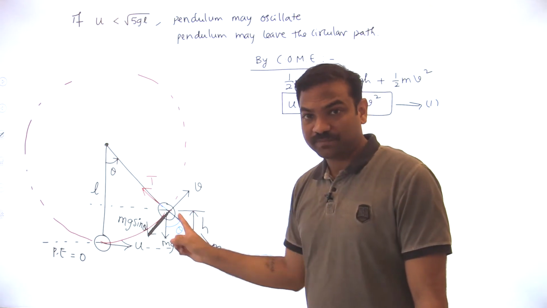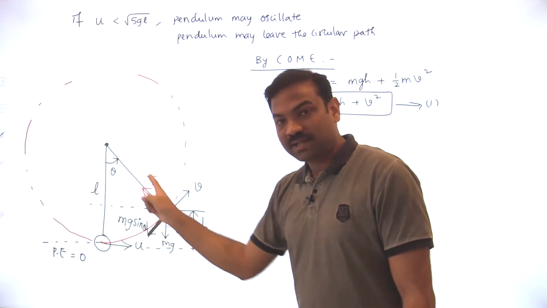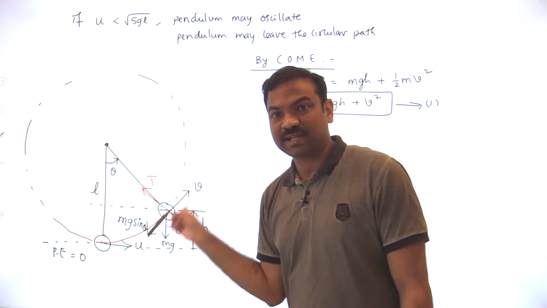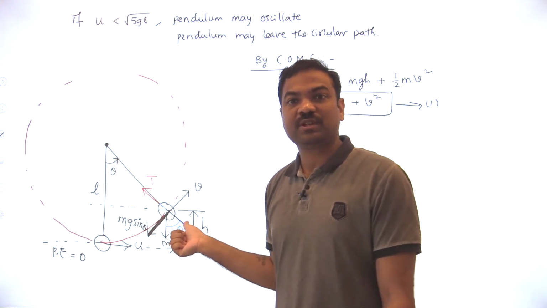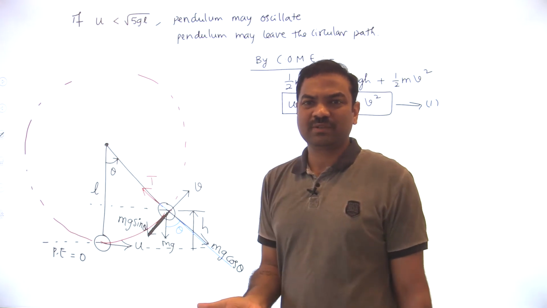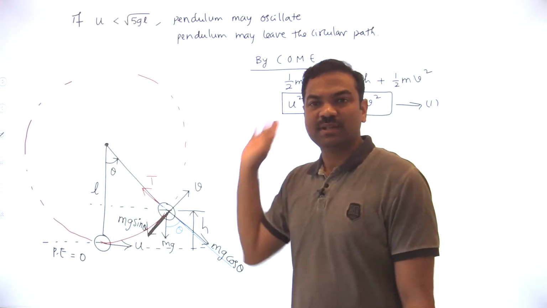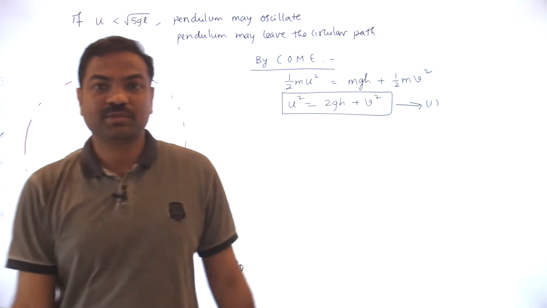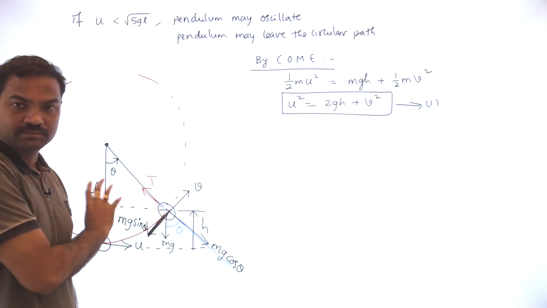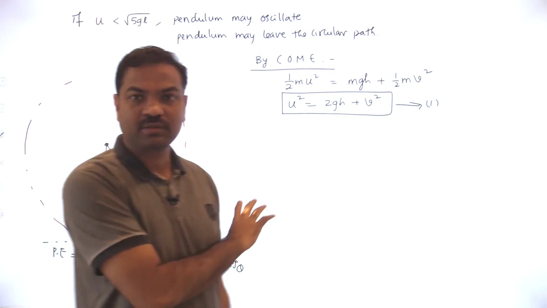So you will find there is an acceleration towards the center and an acceleration along the tangent. Does that mean vertical circular motion is non-uniform or uniform circular motion? We can say easily it's non-uniform circular motion because speed is changing. As the height changes, speed changes. So the pendulum's vertical circular motion is a non-uniform circular motion.